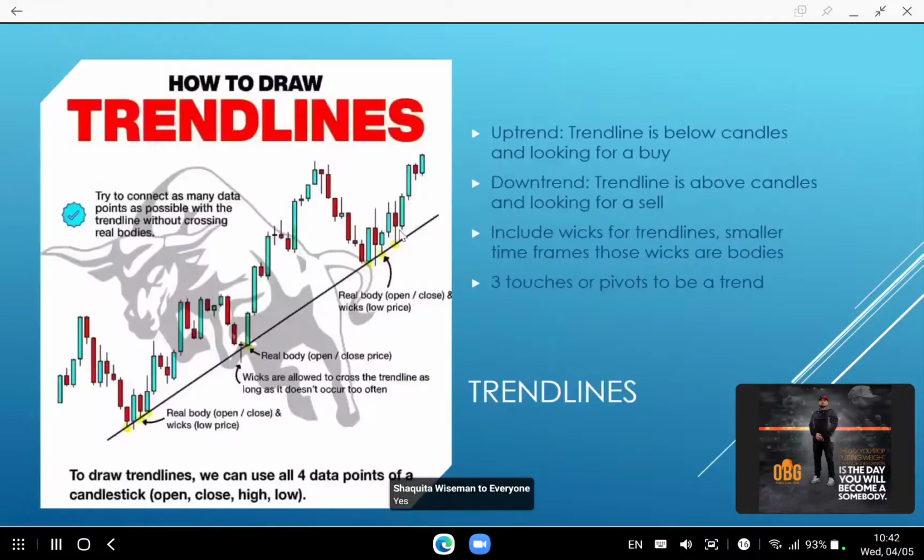Okay, cool. So how to draw trend lines. A trend line is not an actual trend unless it has 3 touches. We can do preemptive trend lines, but it is not a true trend until it has 3 touches.